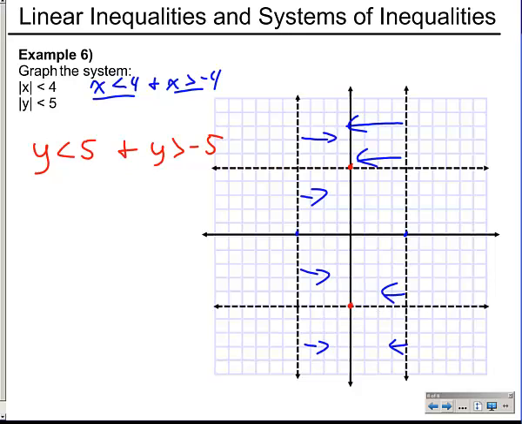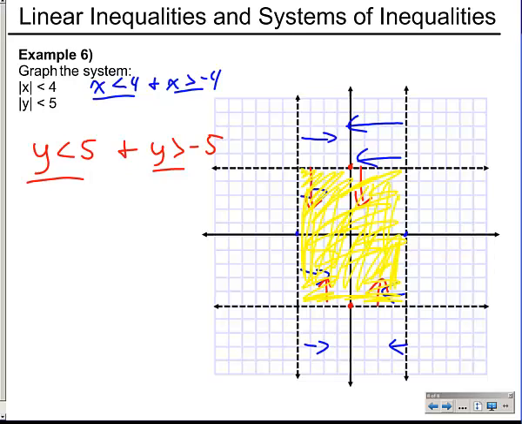And for this one, we are looking for y's that are smaller than 5, which would be on this side of the line. And the bottom one, we're looking for y's that are greater than, which would be above this side. So the solution only exists in this little rectangular region that gets overlapped by both sets. And remember, we're talking about dotted lines, so the dotted lines themselves are not part of the solution, only everything in between them.